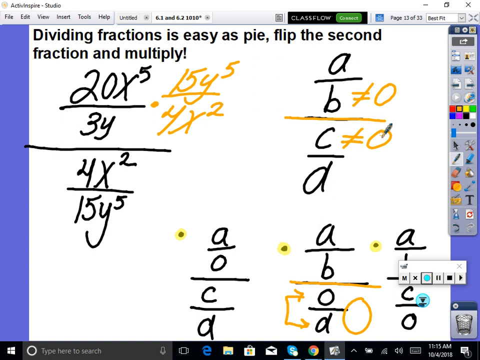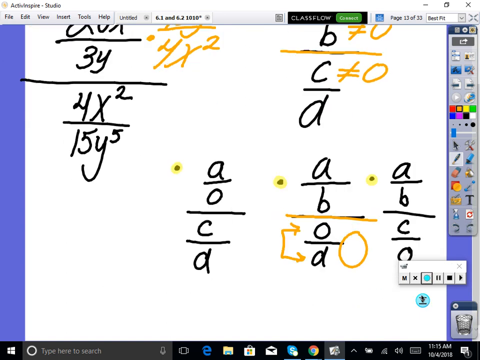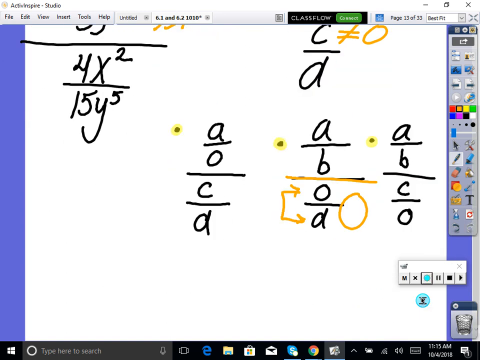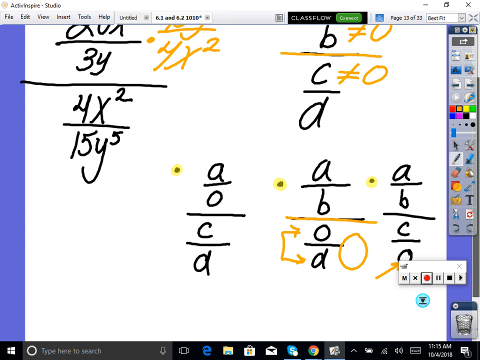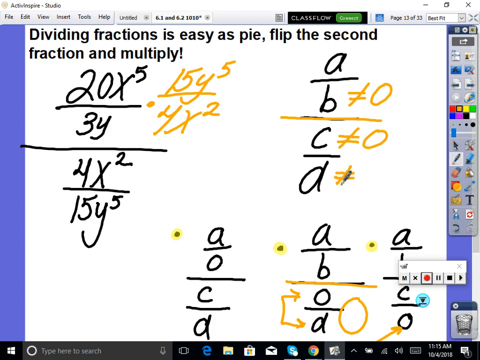Then the final case is this one, where you see a divided by b divided by c divided by 0. We can't have 0 in the denominator. So now we have to go back, and we actually have to also say d cannot equal 0. So this one has 3 places we have to restrict: here, here, and here. Where with multiplication, we only have to restrict the bottoms, right? So with division, you just have to restrict everywhere but the top corner.